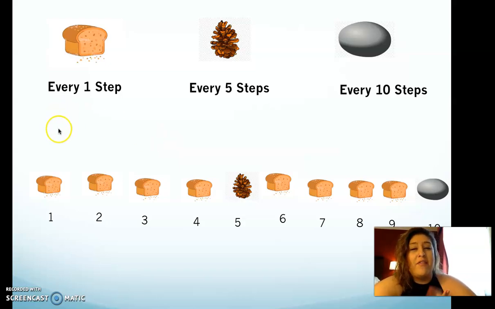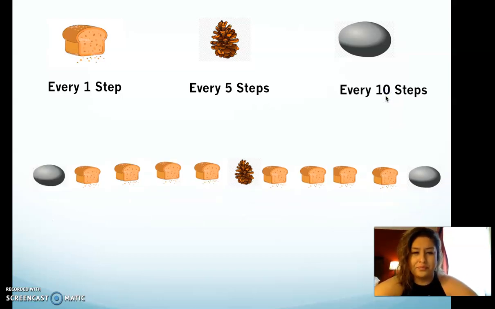So again, for every 1 step you take, you leave a breadcrumb. For every 5 steps you take, you leave a pine cone. And for every 10 steps, you leave a pebble. So let's figure this out. I have a pebble, some breadcrumbs, a pine cone, some more breadcrumbs, and another pebble. Well, if I know that every 10 steps is a pebble, I can't start at 1 because that would be a breadcrumb. So I started at 10.